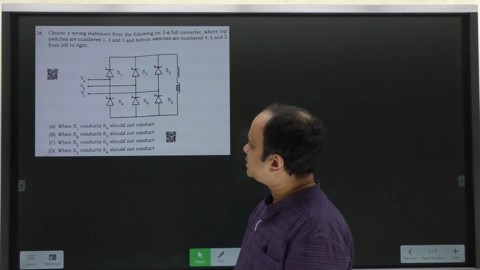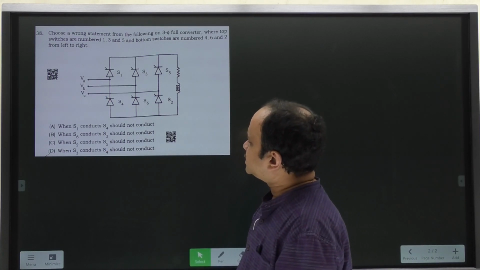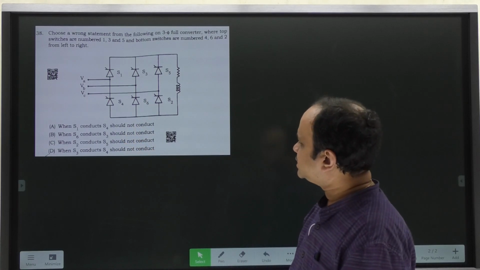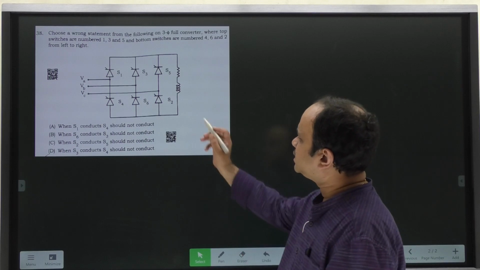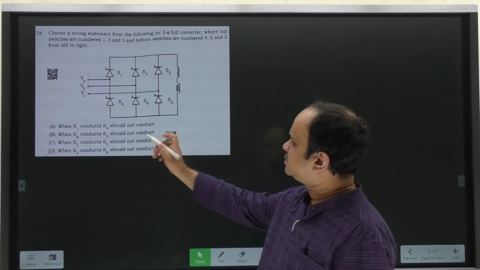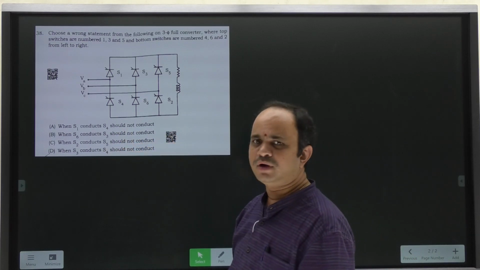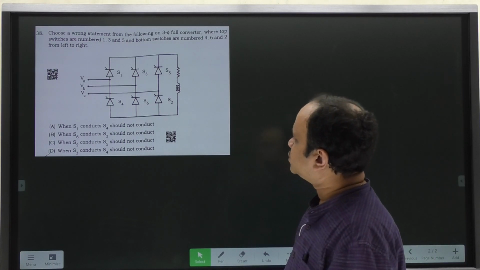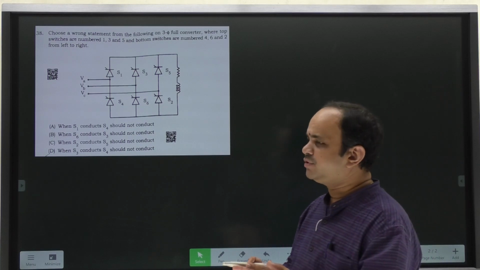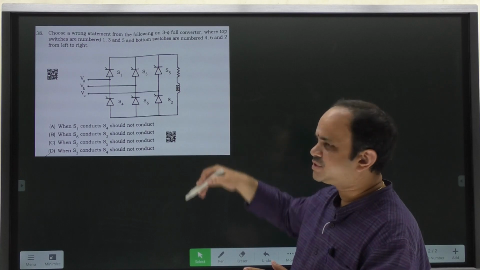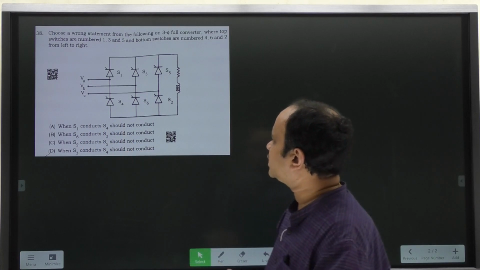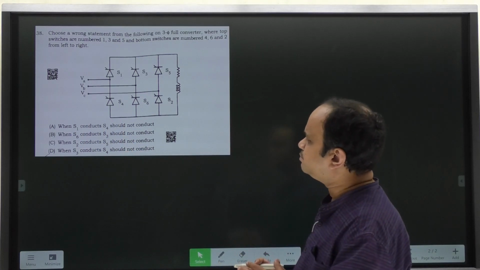Now if you observe the statements here, first statement, S1 conducts, S4 should not conduct. That is basically a correct statement, because in the three-phase full converter there is no freewheeling action. So this statement corresponds to the freewheeling action topic. When will the freewheeling action appear? Whenever the two switches from the same vertical limb are in conduction. So when S1 is conducting, S4 should not conduct. That is a correct statement, but we need to pick up the wrong statement.